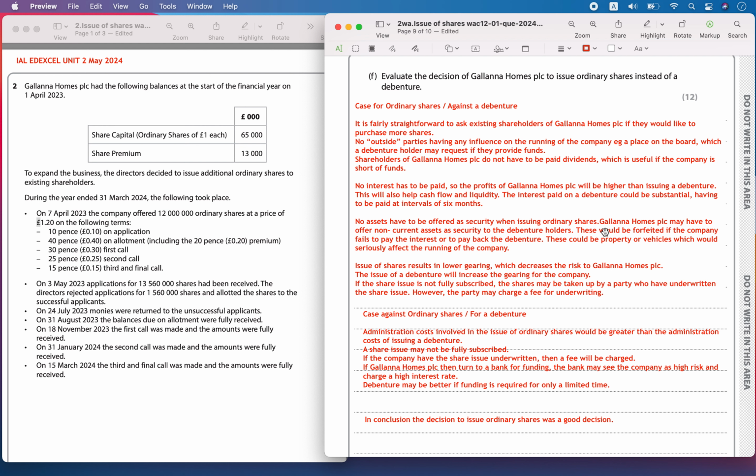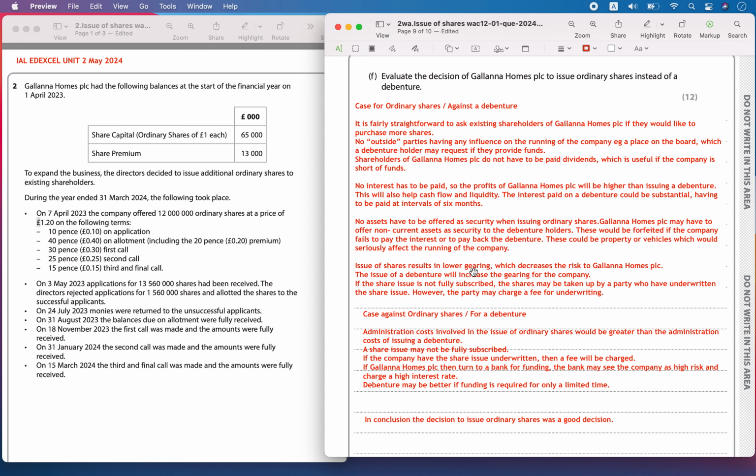Then no assets need to be offered as security when you issue ordinary shares. Gallanna Homes PLC may have to offer non-current assets as security to debenture holders. These would be forfeited if the company fails to pay the interest or pay back the debenture. These could be property or vehicles, which could seriously affect the running of the company if it is unable to pay back the debenture amount and or the interest amount.